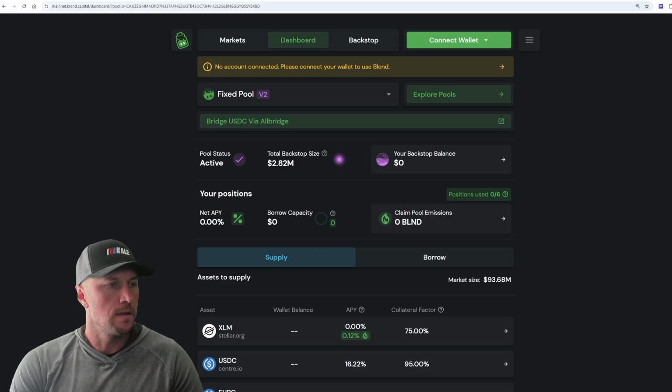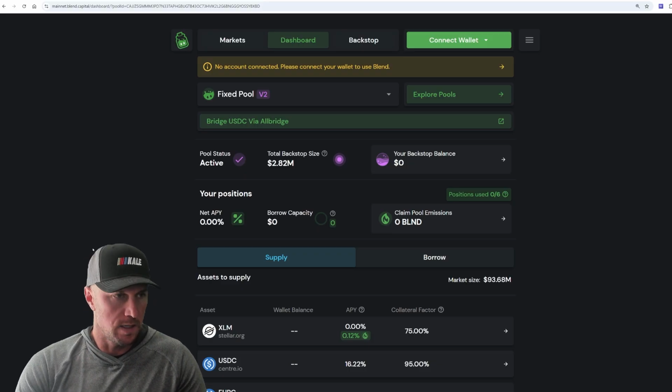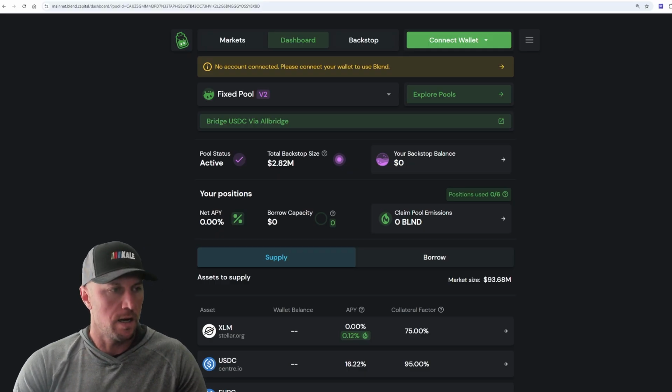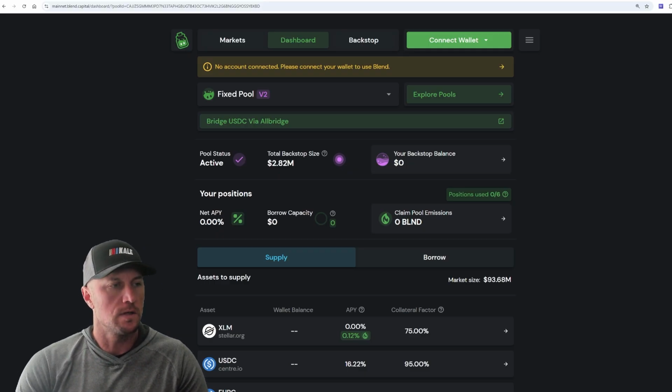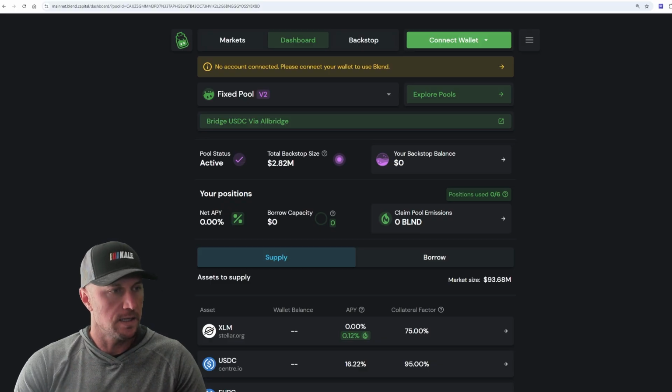So on Blend, backstoppers are users who deposit funds to act as a safety net or insurance for lending pools. In exchange for taking on that risk, they earn a cut of the interest paid by borrowers. But here's the thing, that interest accumulates in whatever tokens are being borrowed. So if a pool has 5 different assets, backstoppers are earning interest in 5 different tokens. Kind of messy. Interest auctions solve this.